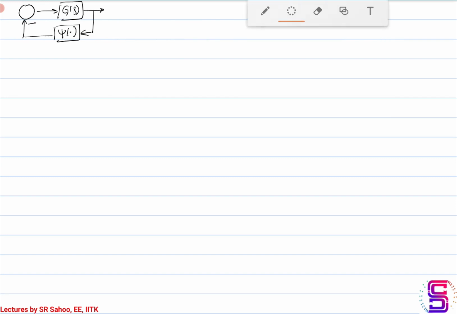So we have already seen that if we have a feedback interconnection between a linear time invariant system and a memoryless sector non-linearity, then under various conditions for various sector non-linearities, we get conditions on the LTI system such that the origin of the feedback interconnection is globally exponentially stable.